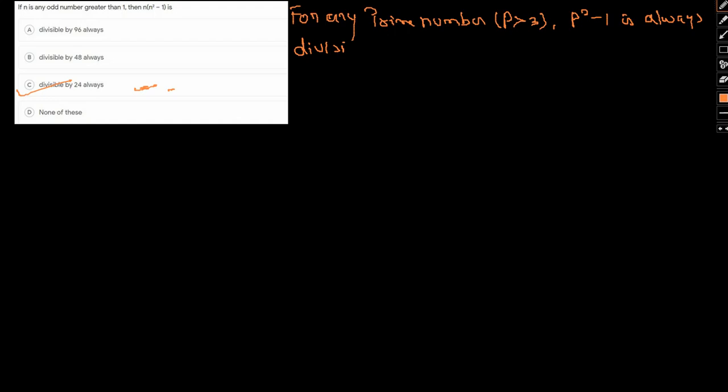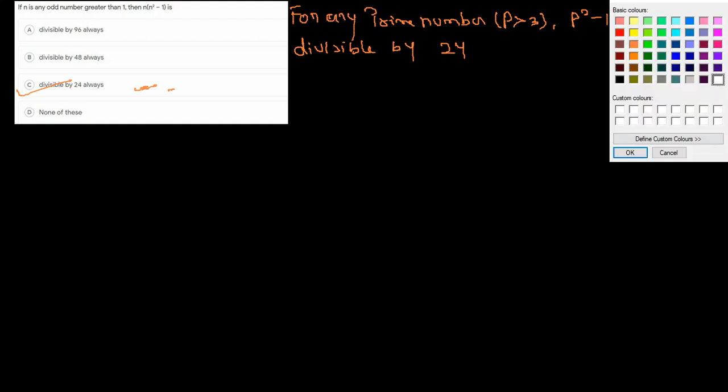Okay, so the concept being, for any prime number p where p is greater than 3, p squared minus 1 is always divisible by 24. Okay, so this is our concept. So now let us try and prove the same.